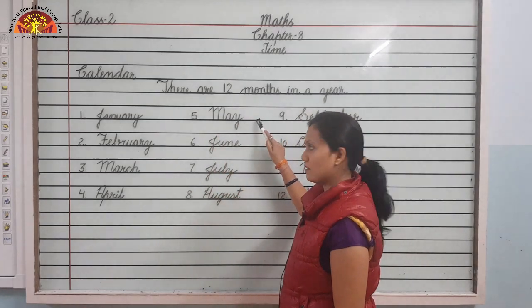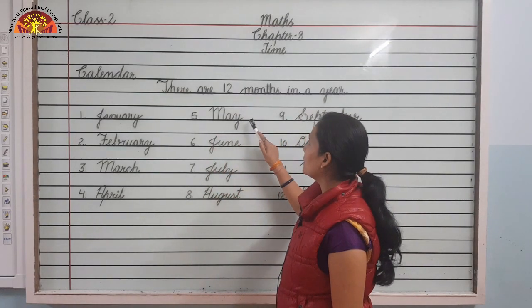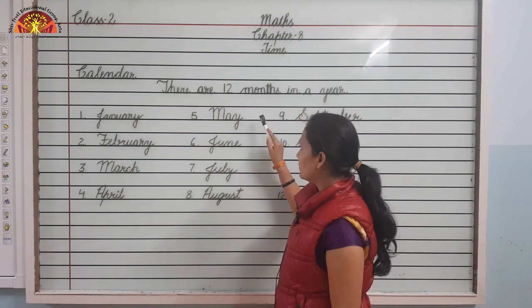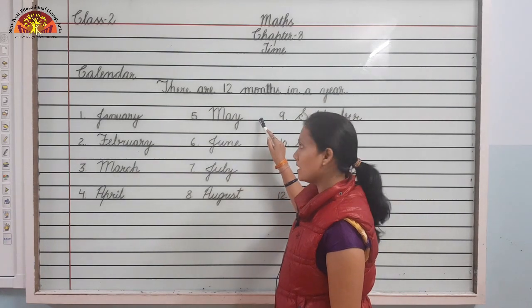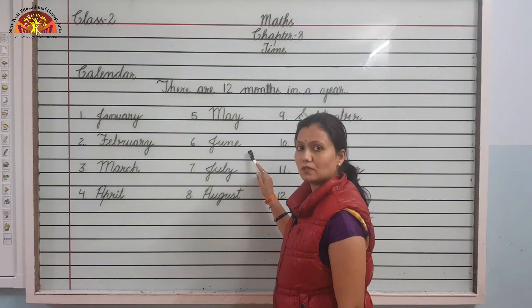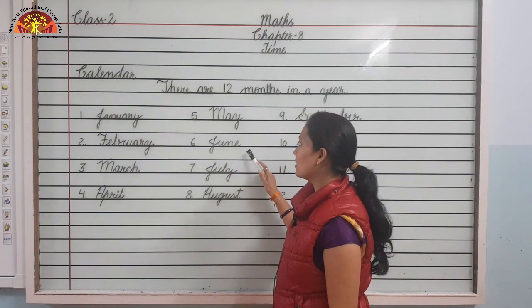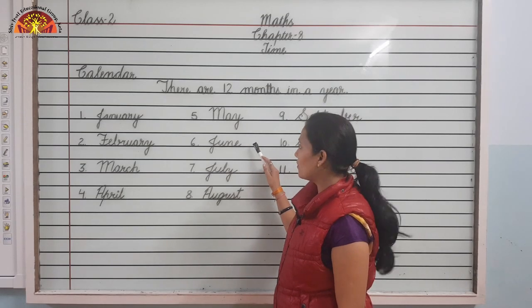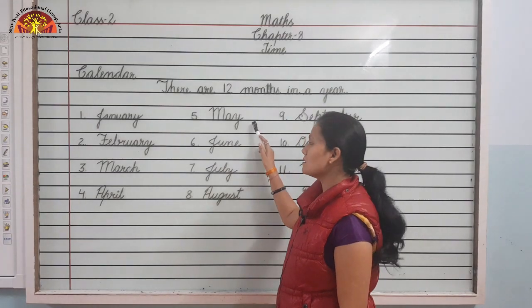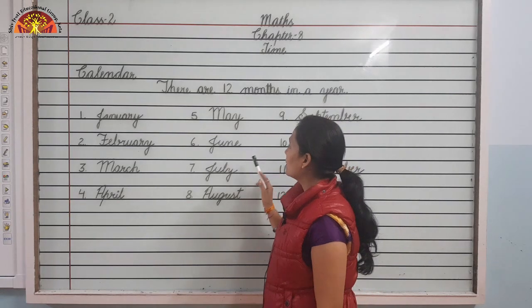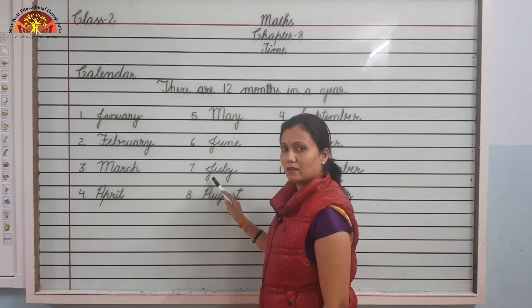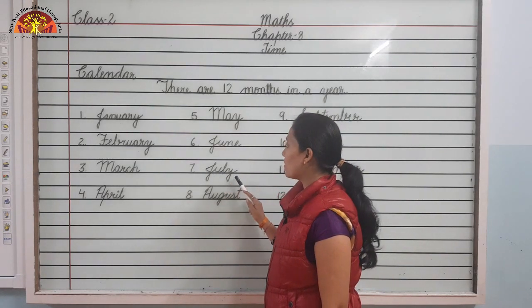Next, May. Which month comes after May? After May is June. And if I ask which month comes before June? Before June is May. Next, July.